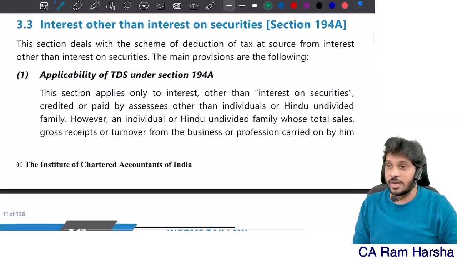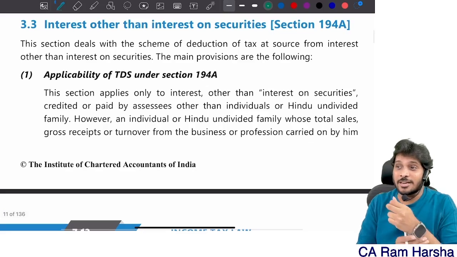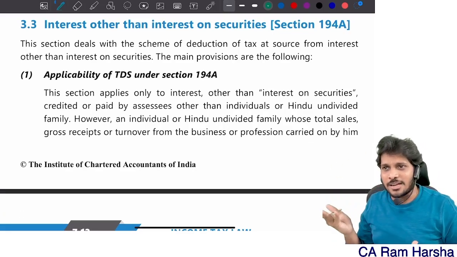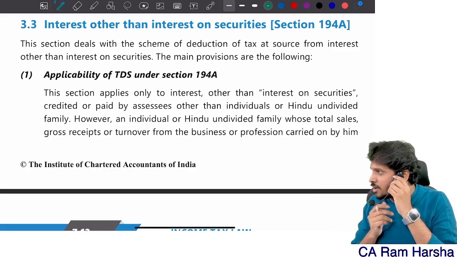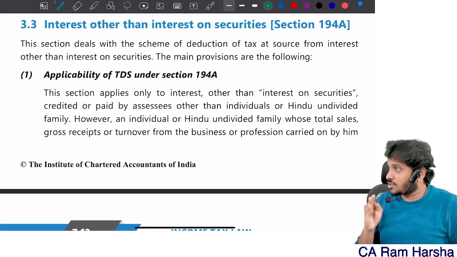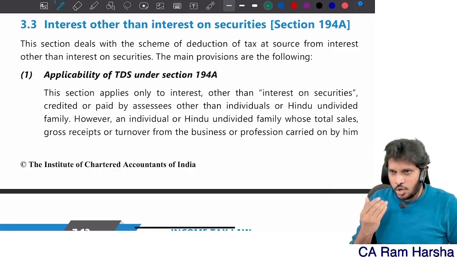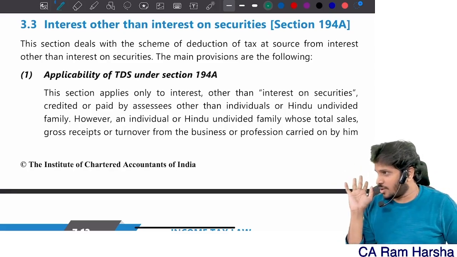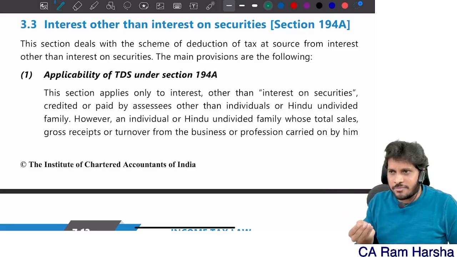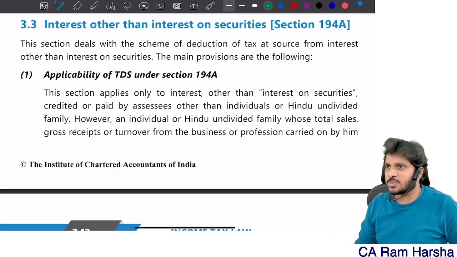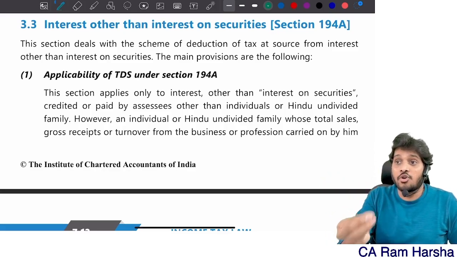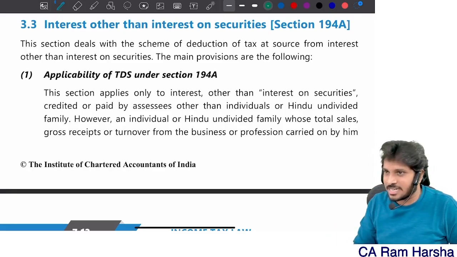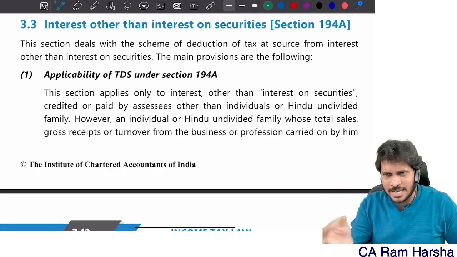Then 194A. In 194A, the cooperative society point is what is mostly confusing to many students. Do you remember that? First of all, 194A. What is 194A? 194A is also where you are paying interest only. Interest only, other than interest on securities. Like I borrowed a loan from my friend. I am paying interest, 194A TDS will apply. A bank borrowed loan from depositors. That's called deposits, time deposits, fixed deposits, recurring deposits. They are paying interest. That is liable for TDS.